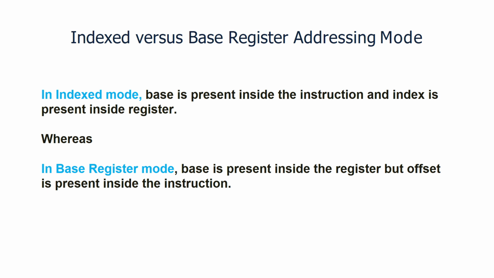The basic difference between the indexed and the base register addressing mode is, in indexed mode the base is present inside the instruction and the index is present inside the register. So inside the register the index value is present, and in the base register mode the offset value is present inside the instruction and the base is present inside the register.